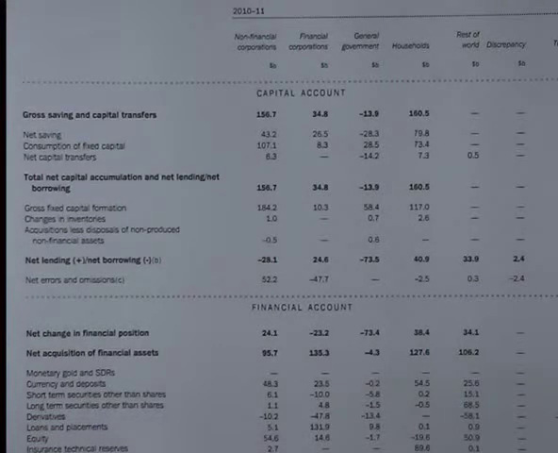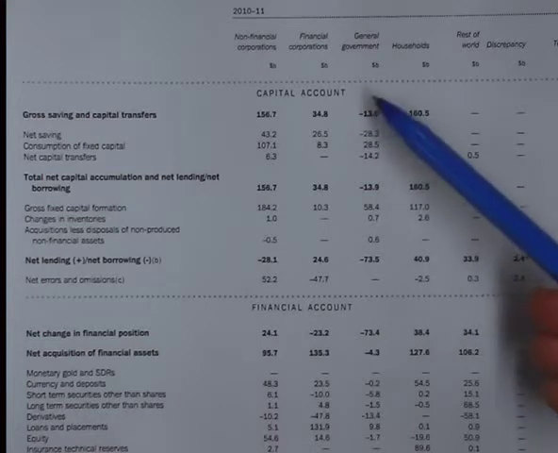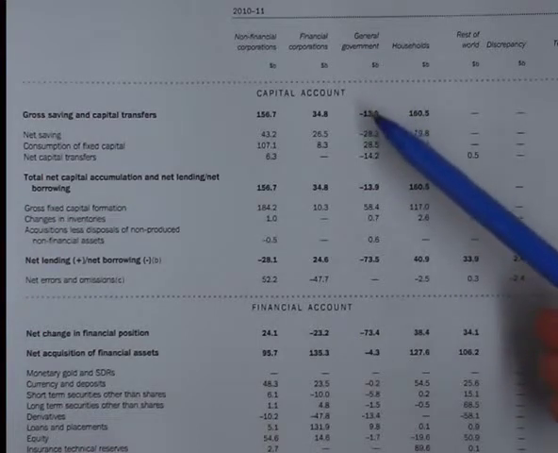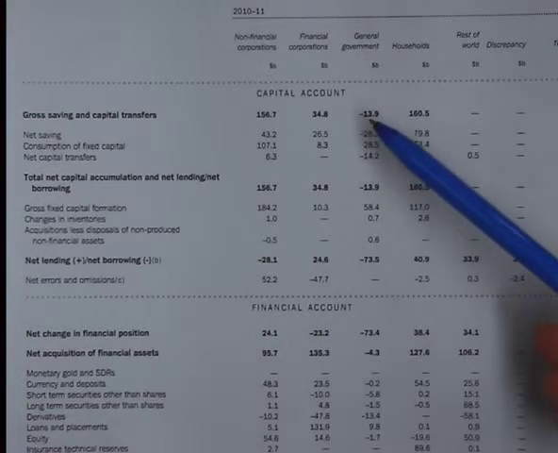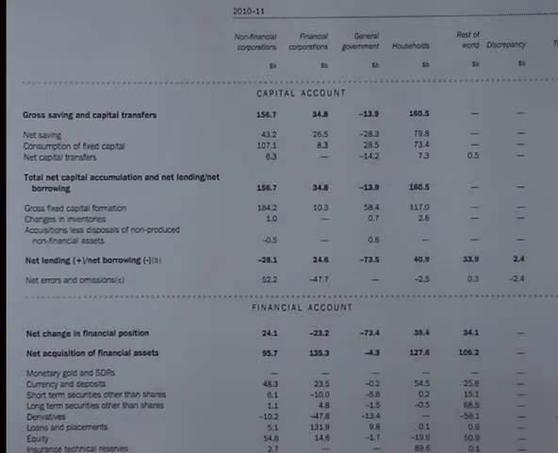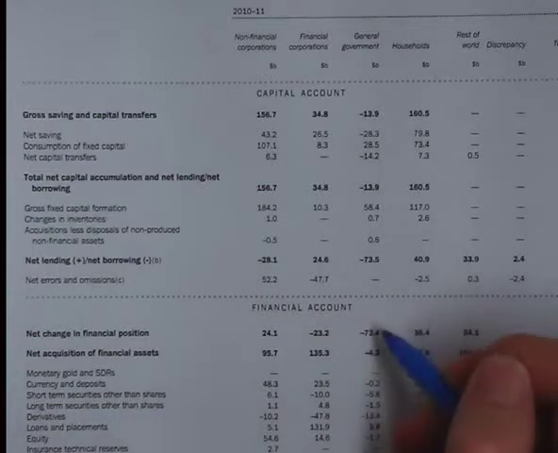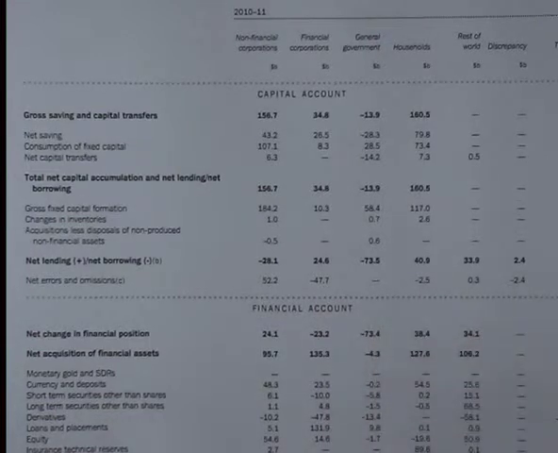It's divided into two accounts. The top account is called the capital account, and that looks at savings and investment of each sector. So it determines whether the sectors are in deficit or surplus. And then the financial account actually shows the way in which the various sectors have financed their activities, or how they've invested their monies if they turn out to be surplus sectors.